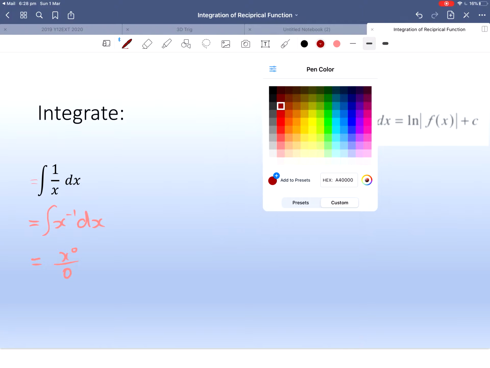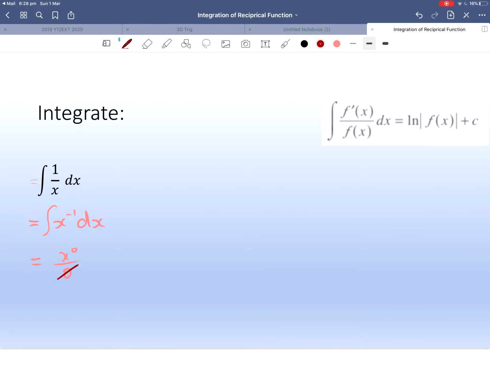And the problem there is this 0. We can't divide anything by 0. So we have to go back to the drawing board and figure out another way. Now, by the time you get to this lesson, you would have already figured out that the derivative of log to the base e of x is the reciprocal function 1 over x.